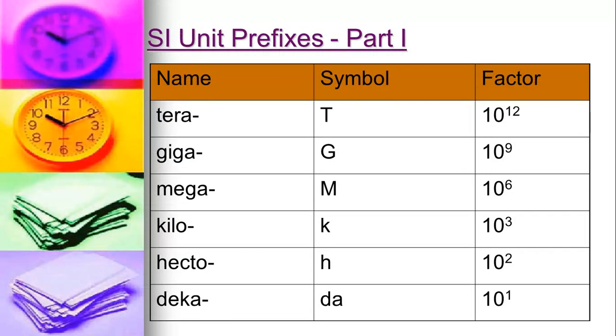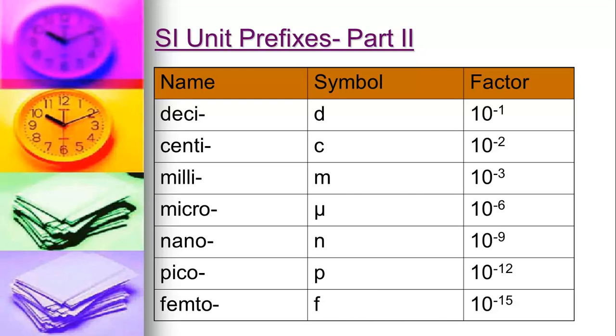Yung mga unit prefixes natin, kapag tera, T, yung factor natin is 10 raised to 12. We have the giga or G, 10 raised to 9, mega or letter M, 10 raised to 6, kilo, 10 raised to 3, hecto, 10 raised to 2, and deca or DA, 10 raised to 1, deci 10 raised to negative 1, centi 10 raised to negative 2, milli 10 raised to negative 3, micro 10 raised to negative 6, nano 10 raised to negative 9, pico 10 raised to negative 12, and femto 10 raised to negative 15. And yung mga symbols nila ay you can see in our screen.